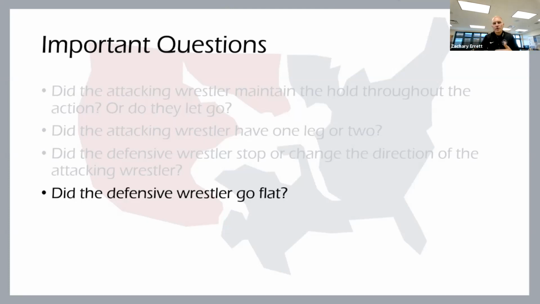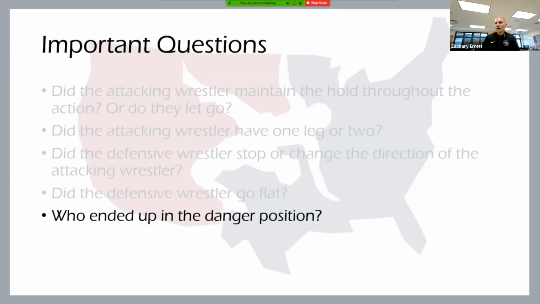I'm not saying that it wouldn't happen. It's just less likely that it's going to. All right, so that's another place to take a look at. Who ended up in the danger position?